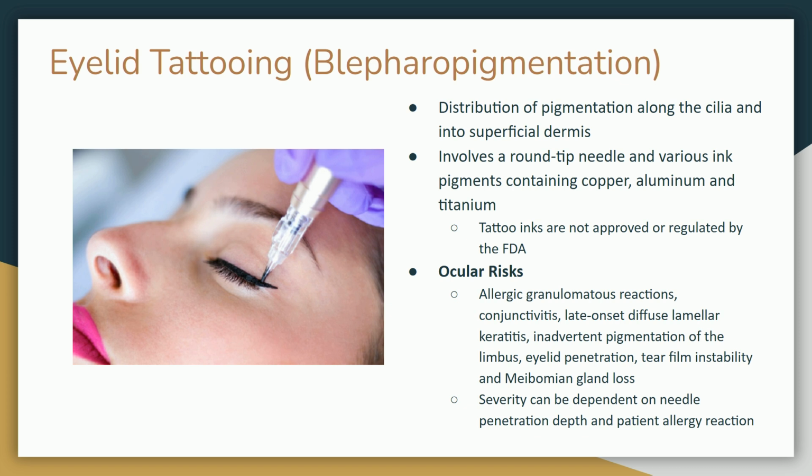And then there are ocular risks, which include allergic reactions such as allergic granulomatous reaction and conjunctivitis. There's also a concern for eyelid penetration, tear film instability, as well as meibomian gland dysfunction. The severity is very dependent on needle depth penetration as well as the patient's own allergic reaction.